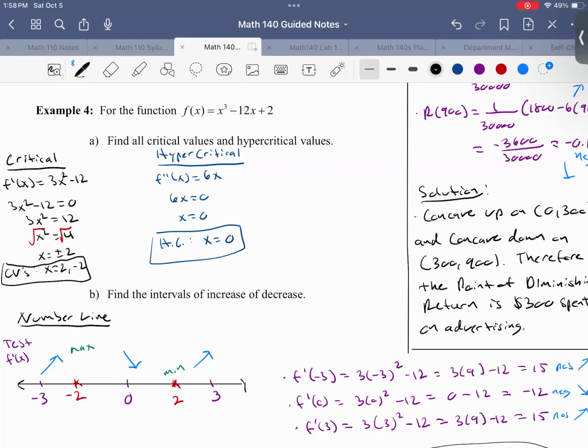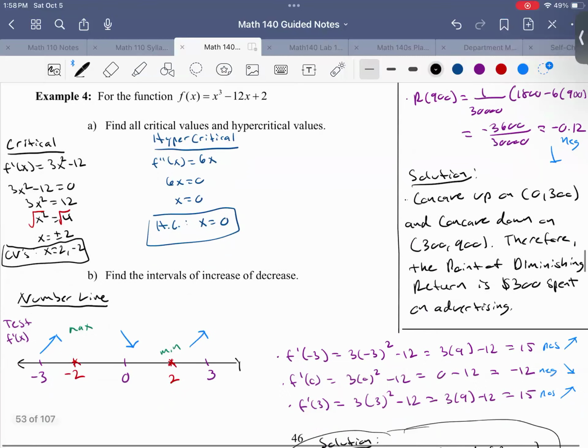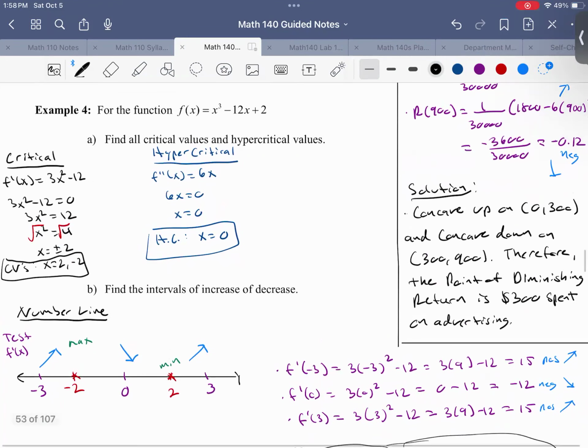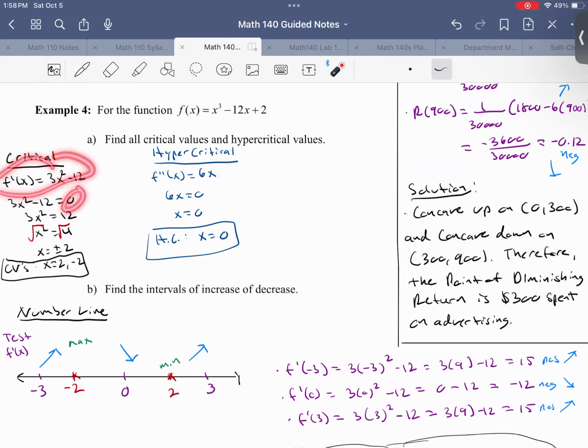Okay, everybody, welcome back. Hopefully you tried the problem and gave it a shot and saw how well you are understanding the concept. So I won't go over every single detail, but in the first example, find critical values and hypercritical values, right? Critical is just the first derivative. Take the first derivative, set it equal to 0, and solve for x. Okay, hypercritical is second derivative, so take the second derivative, set it equal to 0, and solve for x. So those are your hypercritical and critical values.